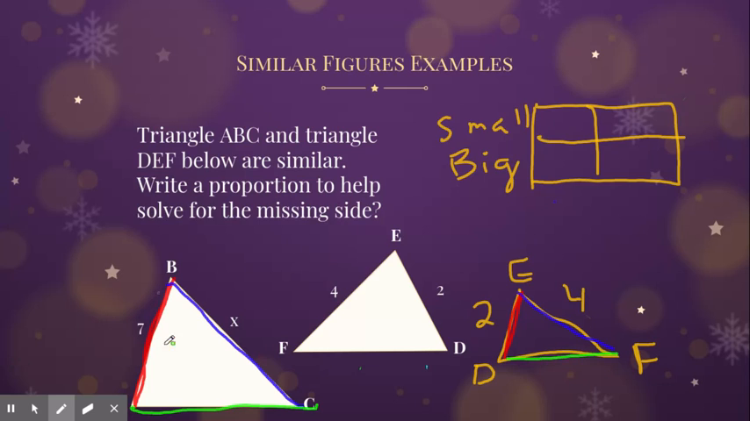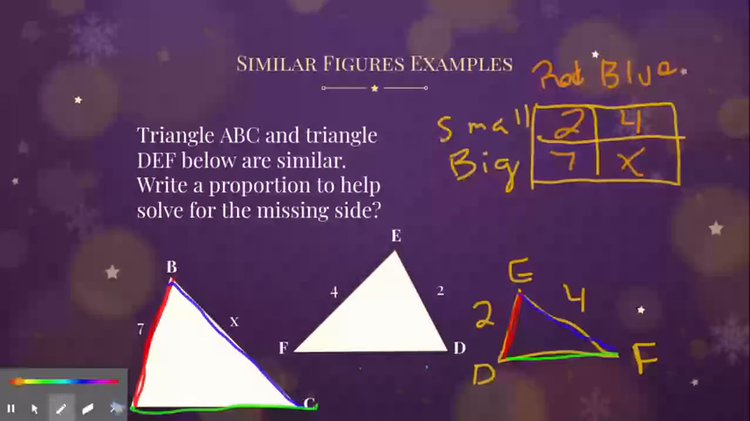So on the big one, it's red and blue that we need, okay? So I'm just going to go back to this color. So we're going to do red and blue. Okay, so on the small triangle, red is 2. Okay, because the red side's 2. And on the blue side, it is 4. So we're going to put 2 and 4 on the small side. On the big one, the red is 7. So we're going to put 7 there. And the blue is the X. Okay, so you should always have an X there. And that's all there is to it, guys.